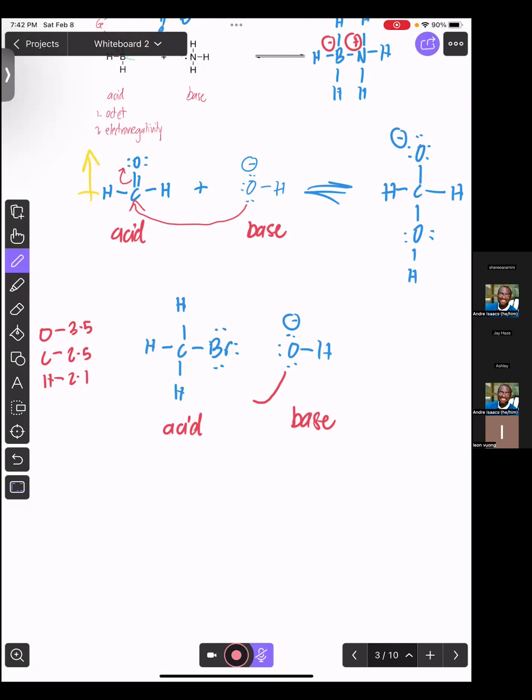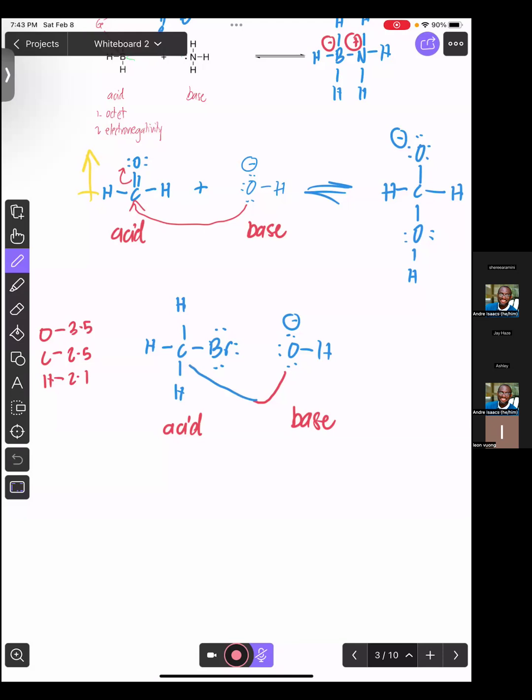What about carbon and bromine? What about that bond? Which one is more electronegative in that relationship? Is it carbon or is it bromine? It's going to be the bromine. Bromine is more electronegative. It's further to the right of the periodic table. And so the carbon is the one that's suffering. Does that make sense? So the atom that's less electronegative is the one that's suffering.